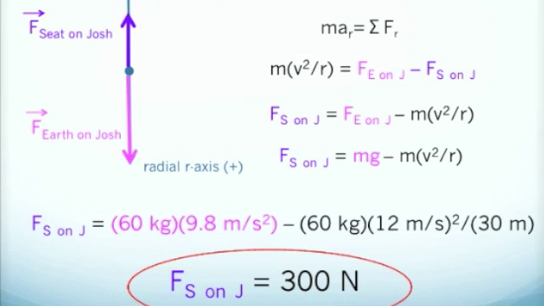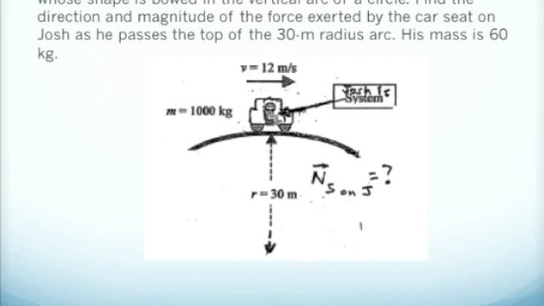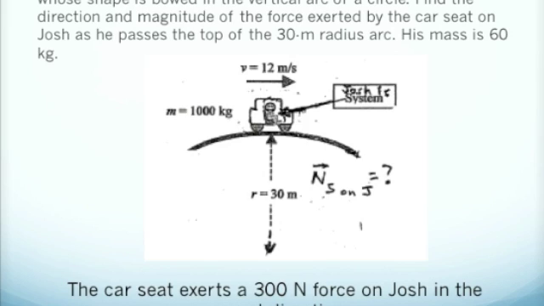So going back to our problem, we're going to see that this was what we were looking at, and we had all our givens that we plugged in earlier, and if we answer the question, which was find the direction and magnitude of the force exerted by the car seat on Josh as he passes the top of the 30-meter radius arc, then we get our answer: the car seat exerts a 300 newton force on Josh in the upward direction.